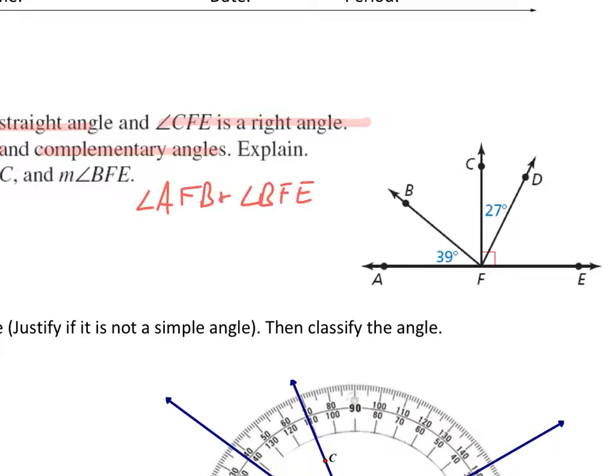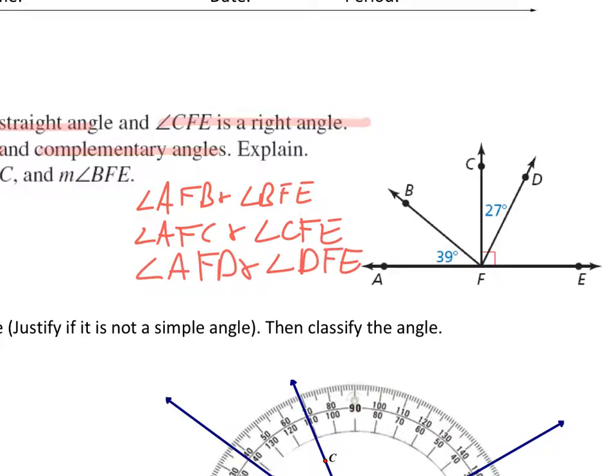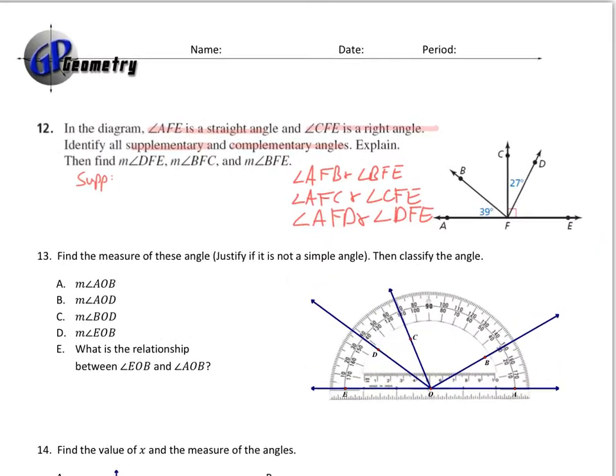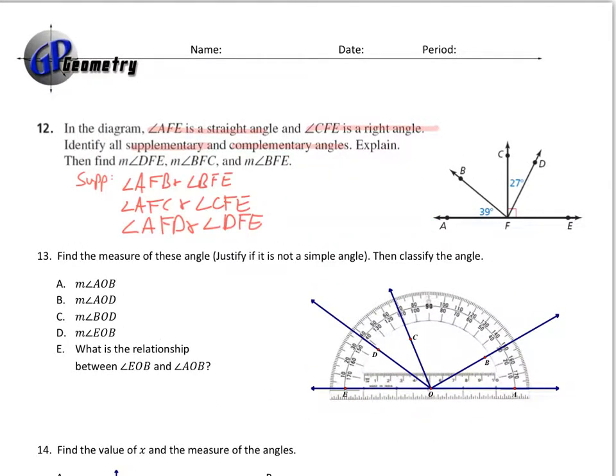We have another one. We can do AFC. That's this guy here, and its other angle on the other side that makes up the straight line. Those are supplementary. Then how about this guy right here? So this angle here, and it's supplementary over there. Okay. So we get these three pairs of supplementary angles. So there are our supplementary angles.